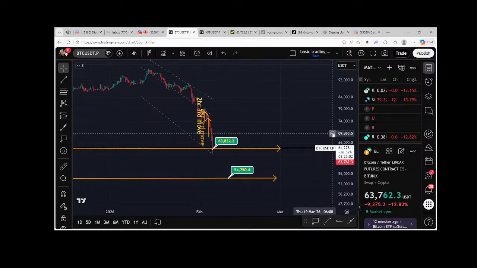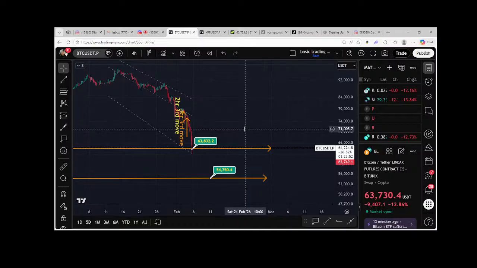Now, the question is, when it hits these levels, is there going to be money there to be in that situation? Or is the money not going to be there, right? Because that's the only thing that matters. What matters is how much money comes in at those levels to either make a reversal or continue the fall, right?